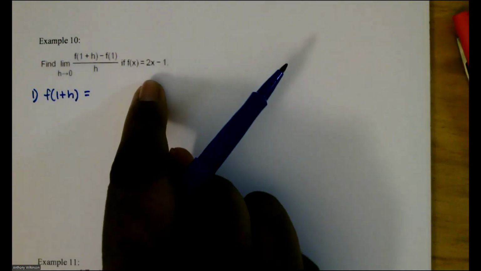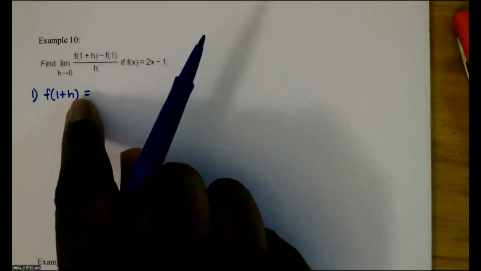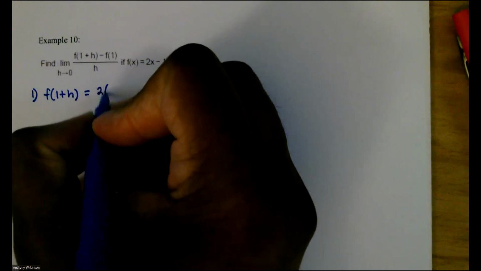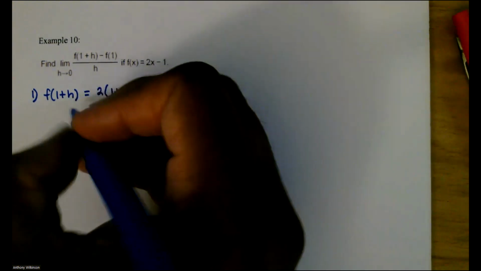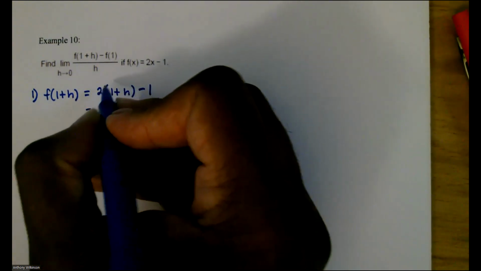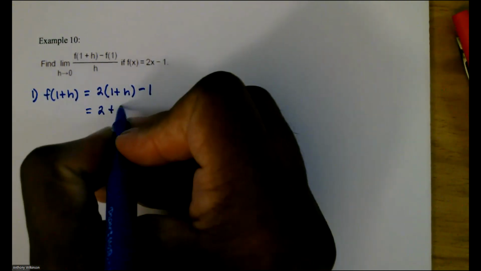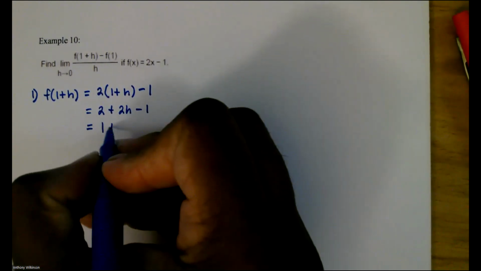My f of x function is 2x minus 1, so for that x is going to be replaced with what's inside the parentheses of the f, 1 plus h. So it'll be 2 times, in parentheses, 1 plus h, and then bring down the minus 1. Now, when I simplify that, if I distribute the 2 over the 1 plus h, it will be 2 plus 2h minus 1. And then 2 minus 1 will be 1 plus 2h.